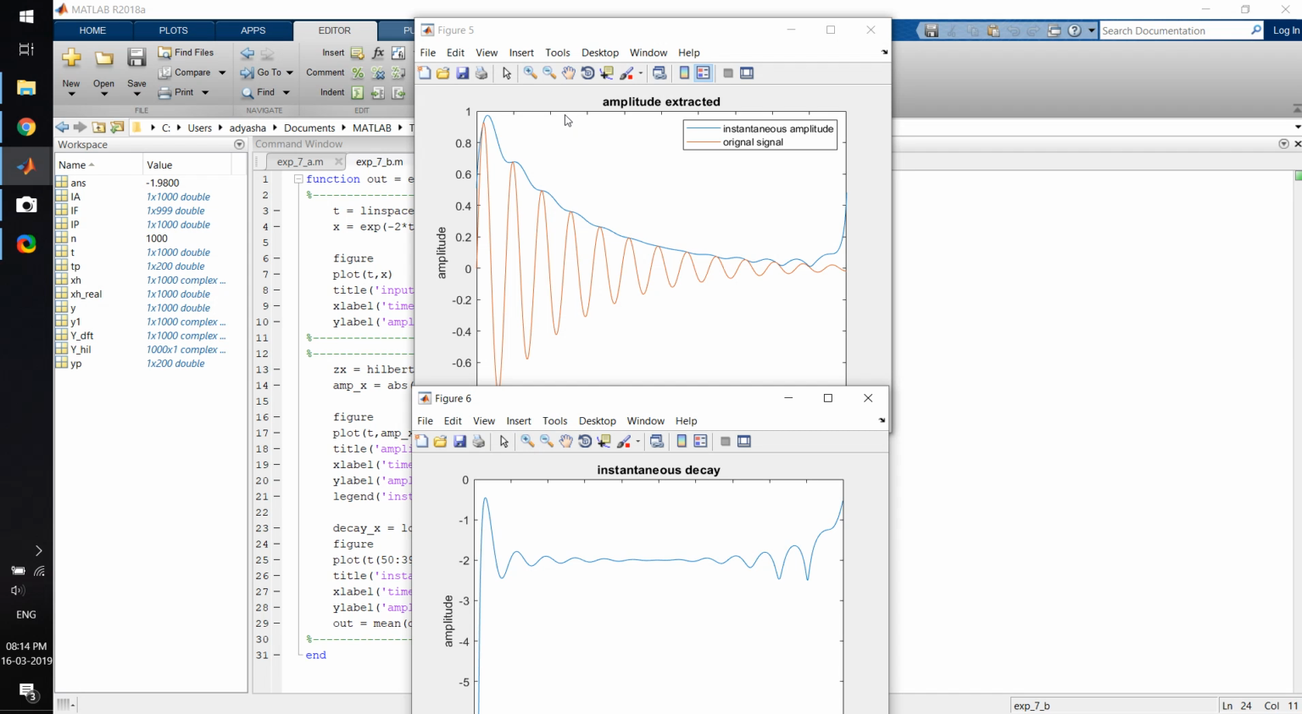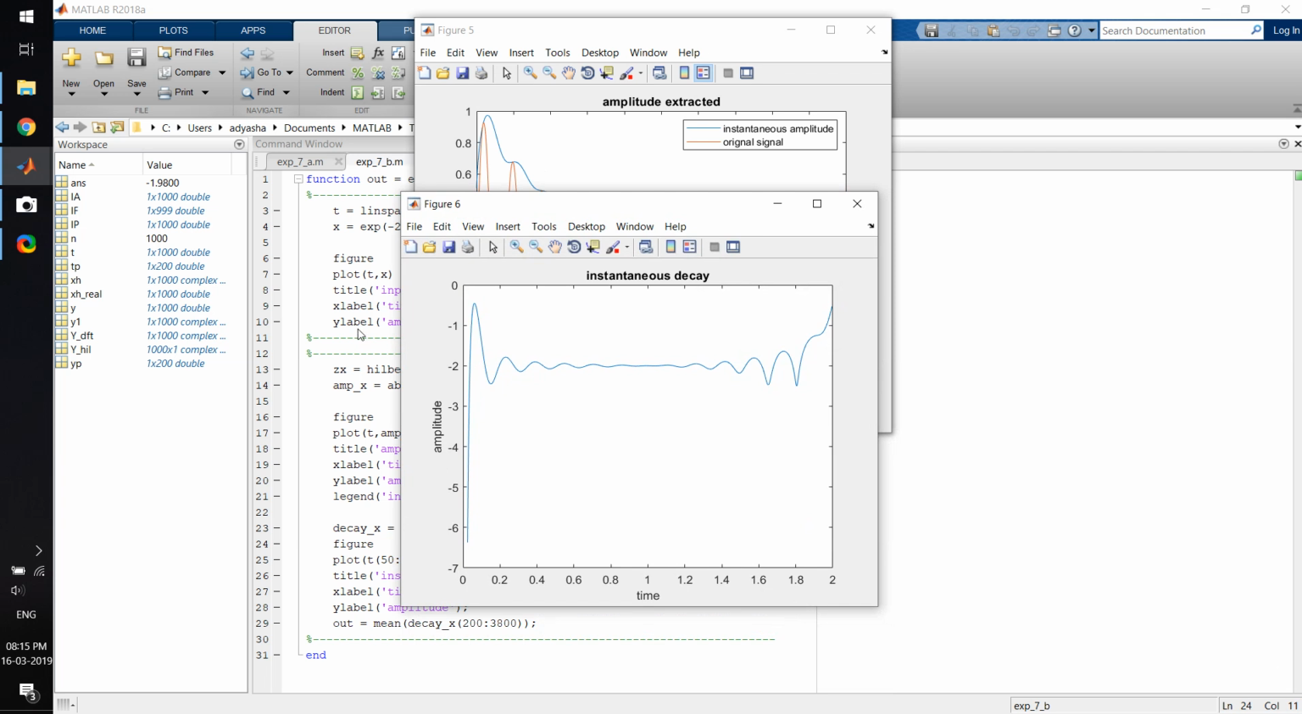So you can see this was my exponentially decaying sinusoid which I have given as input. Through Hilbert transform and applying an absolute function in MATLAB, I am able to obtain the amplitude curve which basically tracks the instantaneous amplitude. Now, applying logarithm and dividing by the time, we are going to get the instantaneous decay value. As I said earlier, due to some computation errors, the decay rate initially is a very large negative value, and as the signal moves forward, we calculate the value.